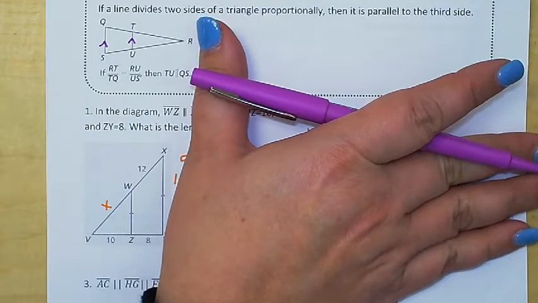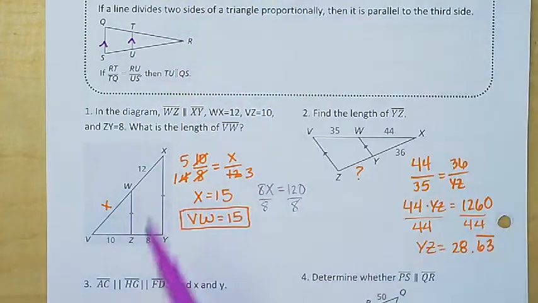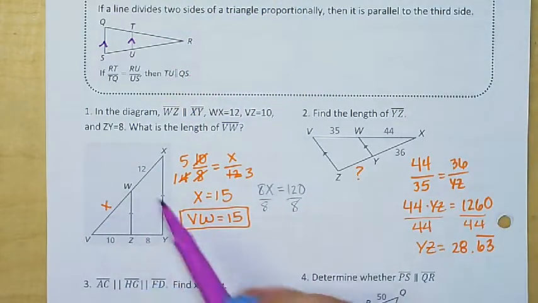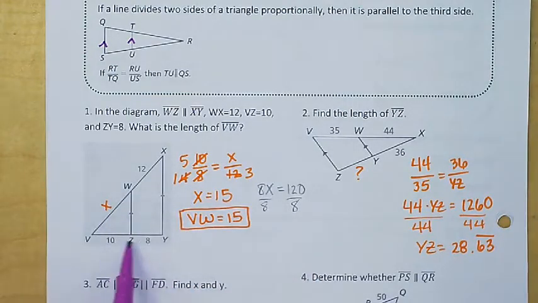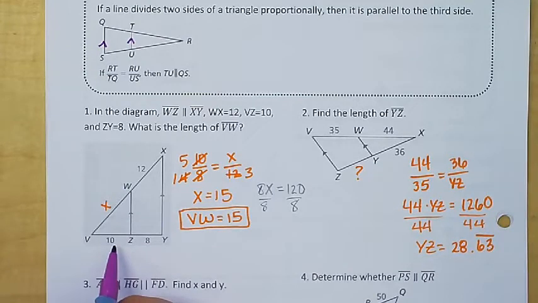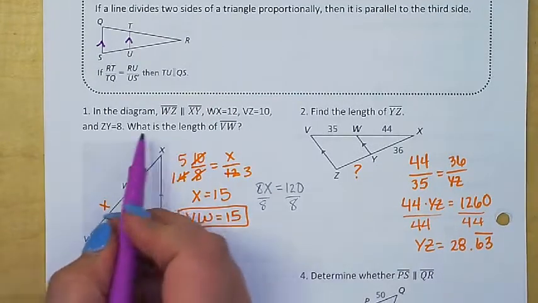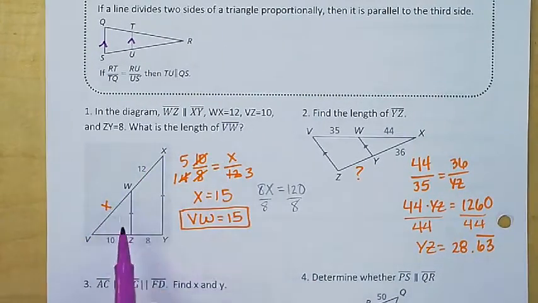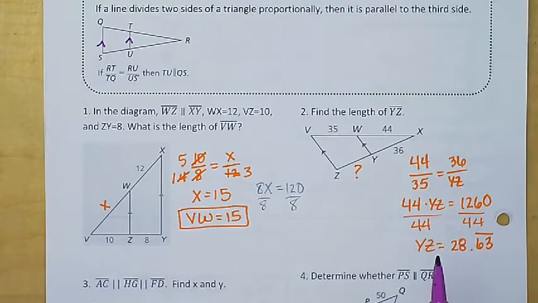And then you can check your work. But the idea here is, since we know these are parallel, we know that these smaller segments that are created can be set up as a proportion. So you can see here we're looking for x. According to this, what is the length of VW, if we know that this is parallel to that?